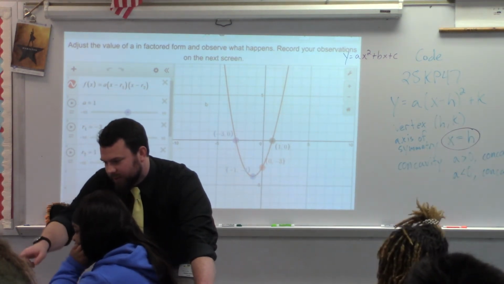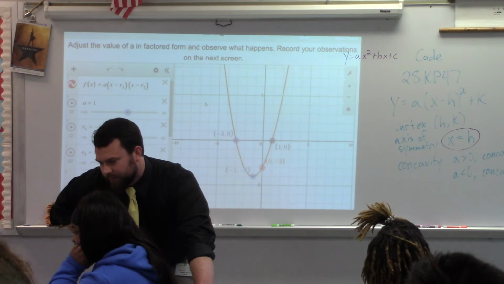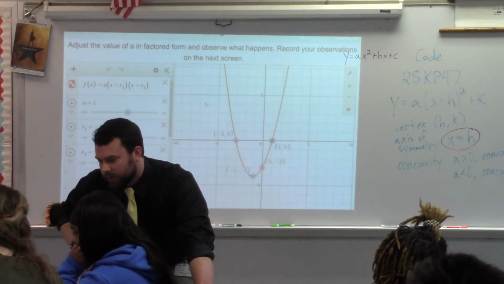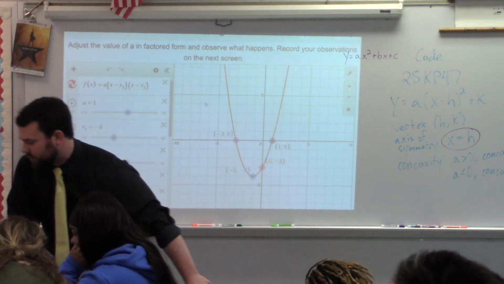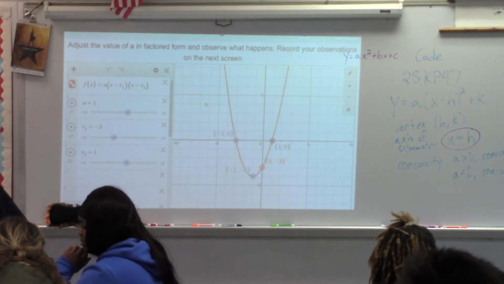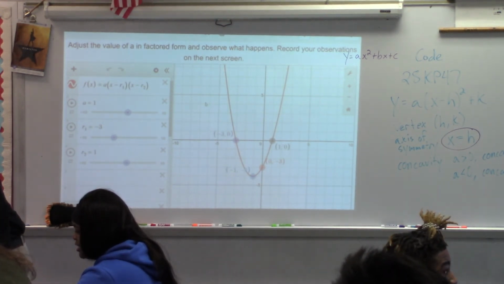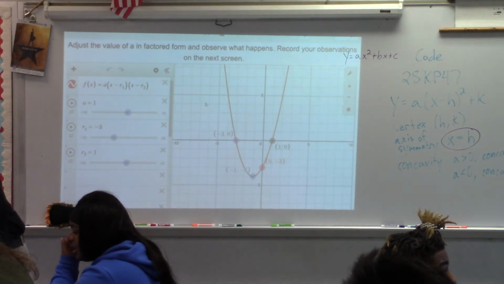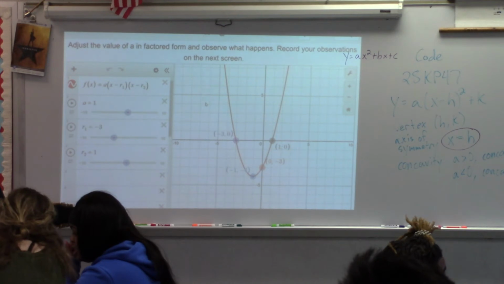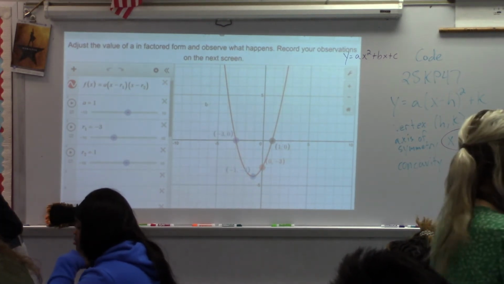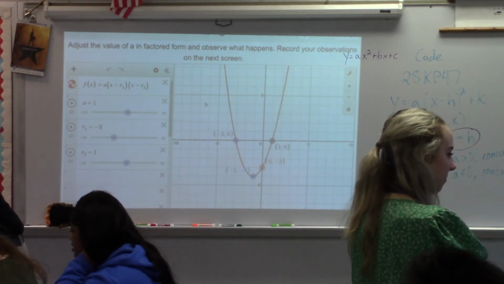Okay, so where do we see the value of R1 and R2 on that graph? So look at the numbers for R1 and R2. Where do we see it on the graph? Do you see that R2 number? Wait, the purple dot is which one, R1 or R2? R1, and then the black dot is R2, right? What are those points called?